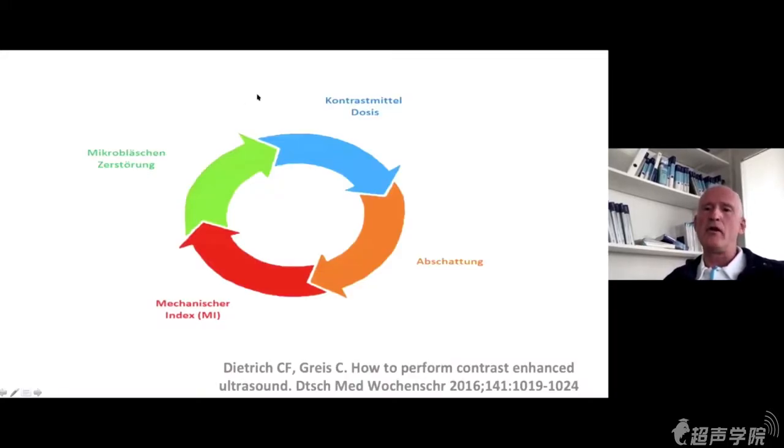The circle of disaster. Contrast dosage leads to shadowing. We might increase the mechanical index to get better depth penetration, and we destroy even more microbubbles with the signal, and we have more shadowing. The circle of disaster.